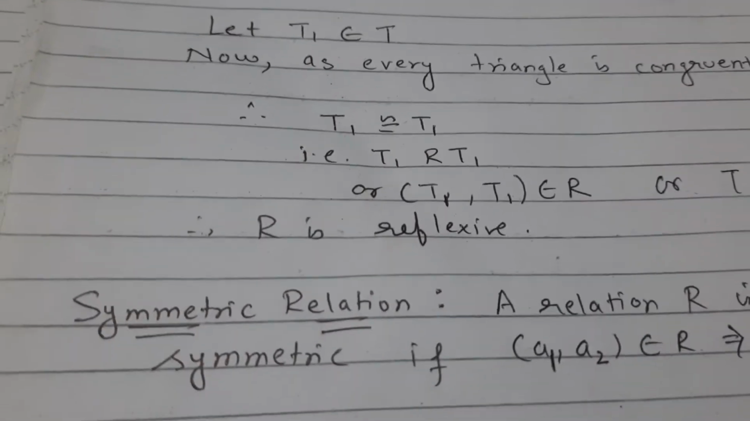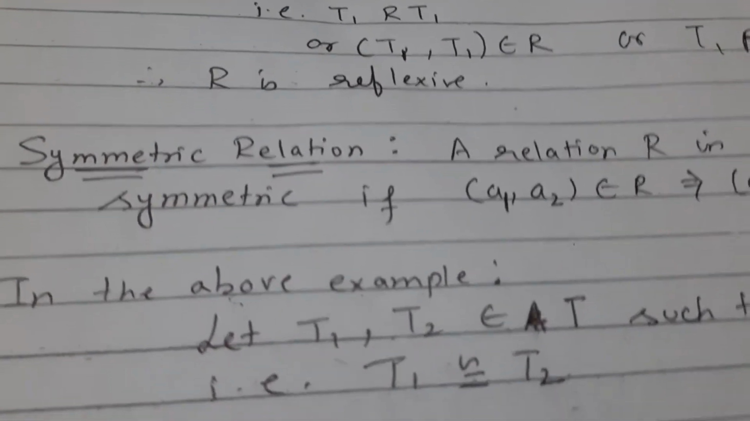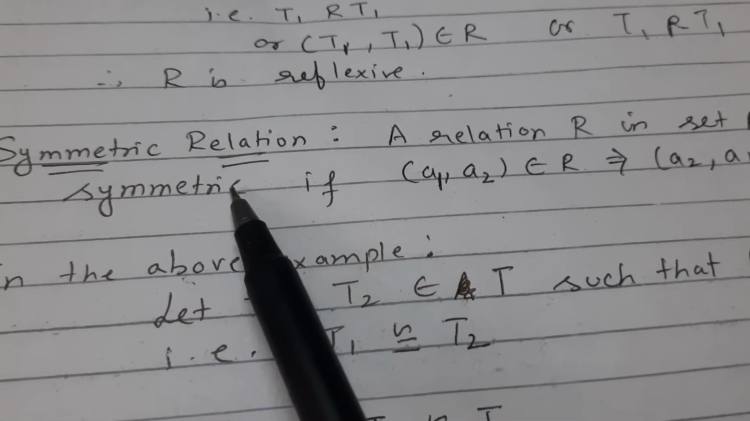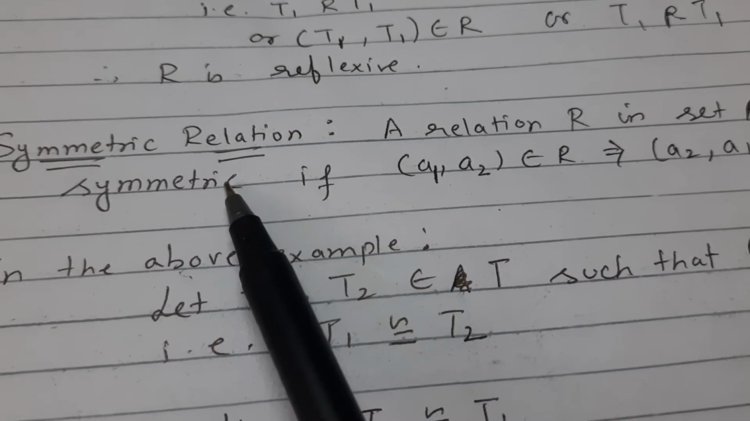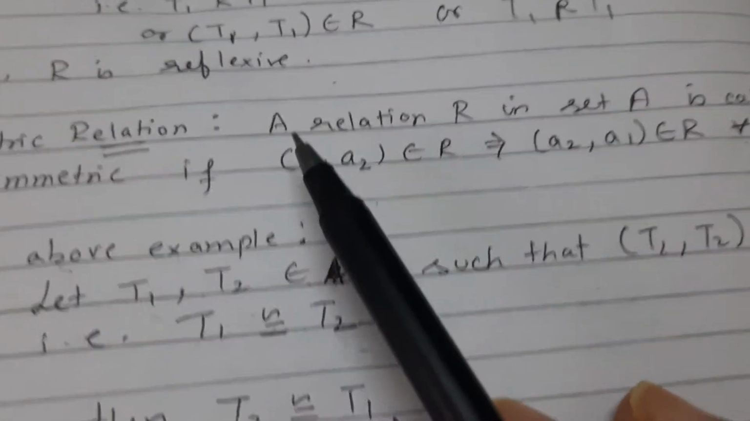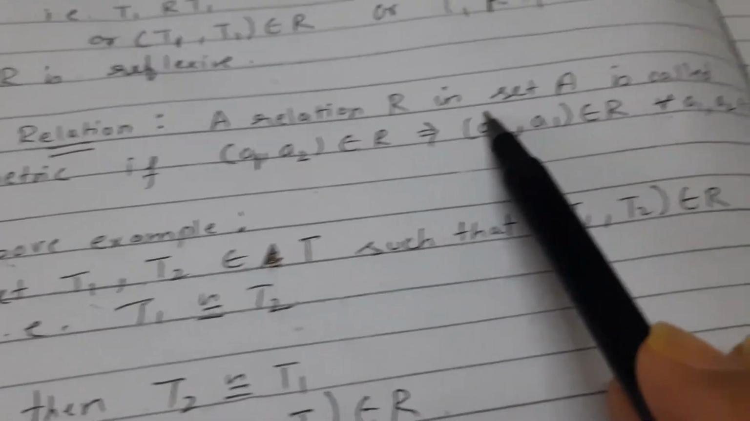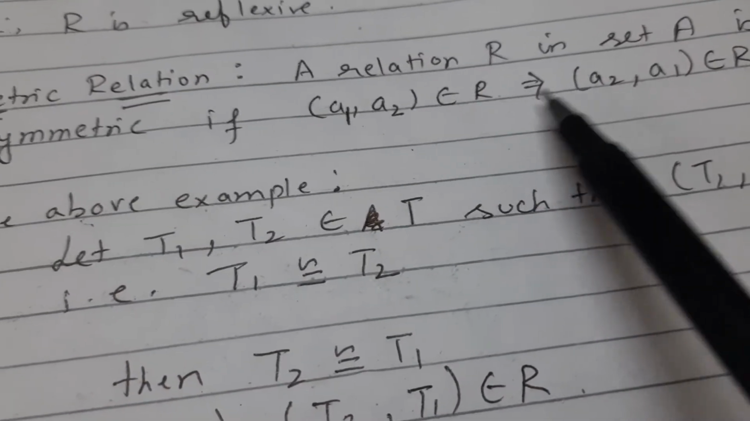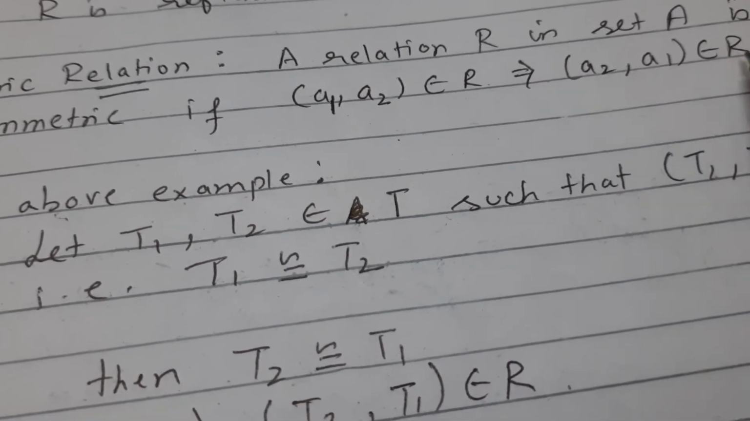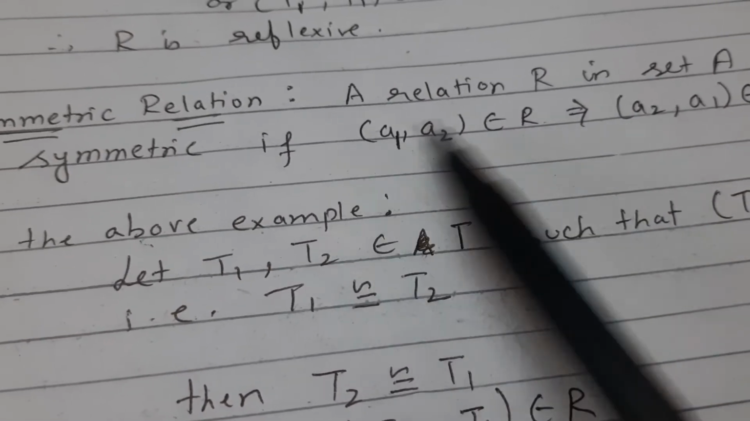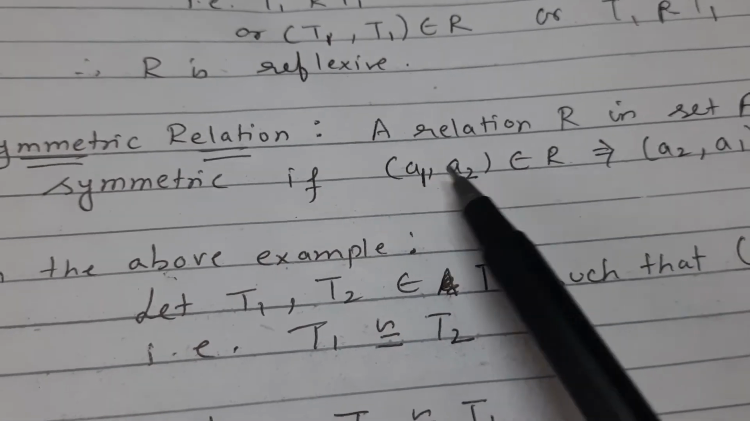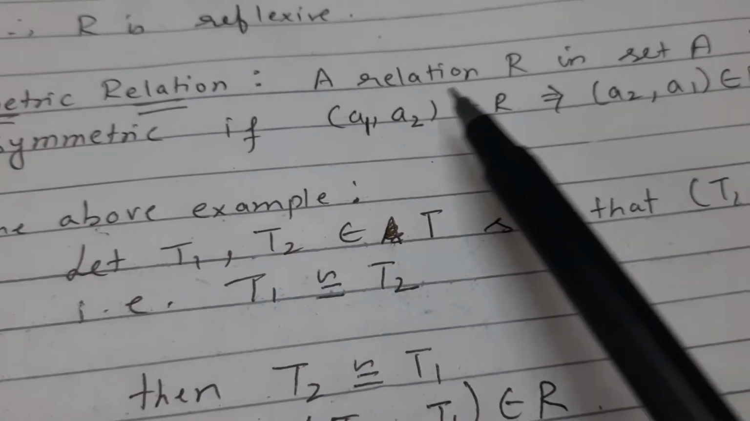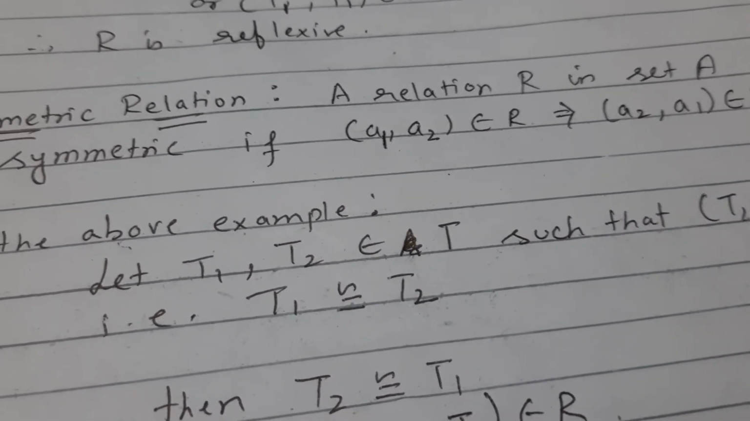I will also show you a relation where R is not reflexive in the next example. First I'll do symmetric relation. After that I'll take an example to show a non-reflexive and non-symmetric relation. Let us see this first. What is a symmetric relation? A relation R in set A is called symmetric if (a1, a2) belongs to R implies (a2, a1) also belongs to R. That means the reverse should exist. If (a1, a2) belongs to R is given, then (a2, a1) should also belong to R.